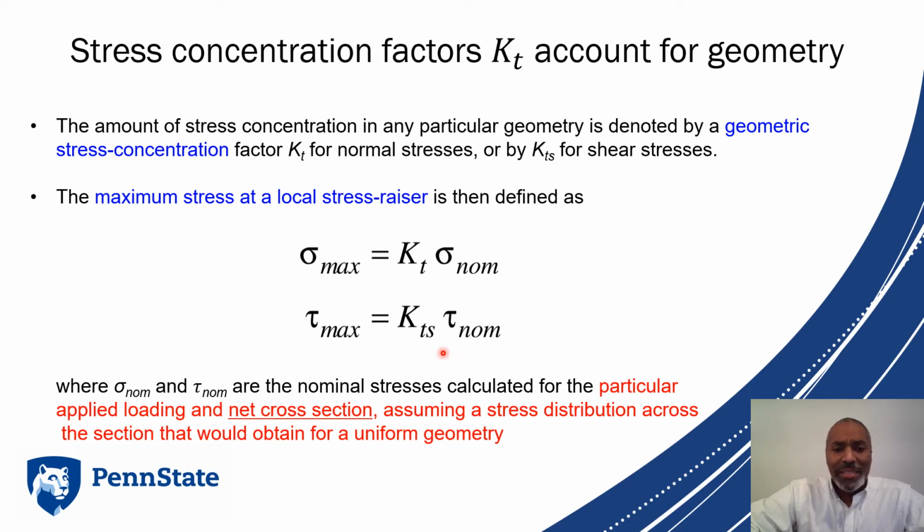by KTS. Now it's important to point out that sigma nom and tau nom, the nominal shear stress, are calculated for the particular applied loading and net cross section. I'll show you what that means on the next slide, assuming a stress distribution across the section that would be obtained for a uniform geometry of that net cross section. So imagine that the cutout or the notch or the fillet isn't there, and you have a section that's only as wide as the material that remains.